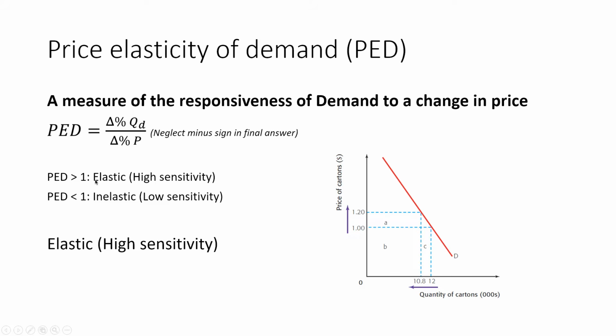So if the PED is more than 1, then it's elastic, which means that if the price changes a bit, then the quantity demanded will change a disproportionately larger amount. And then if it's inelastic, then that's the opposite. That's if the price changes by a lot, then the quantity demanded might not change as much.